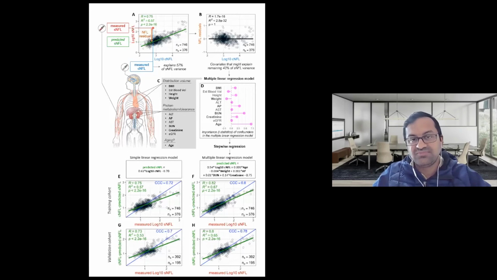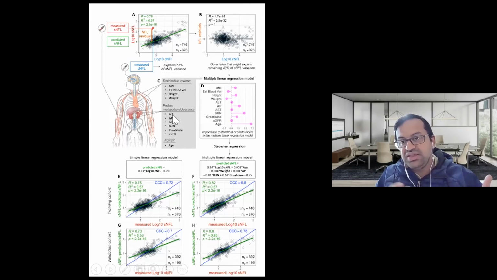As we identified these factors, we ran a multiple linear regression model to identify the weight of each factor, because each factor may not have the same effect on this variability. Based on that, we found the weight of each factor. And this is our multiple linear regression model. Based on this, we adjusted the serum neurofilament light levels.